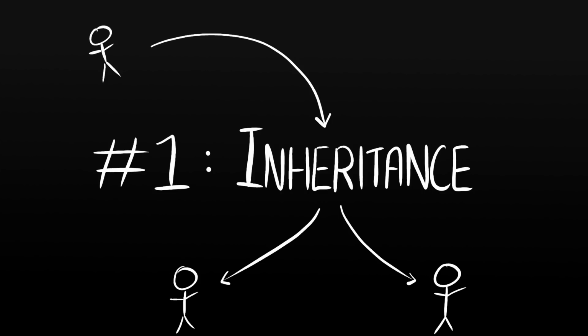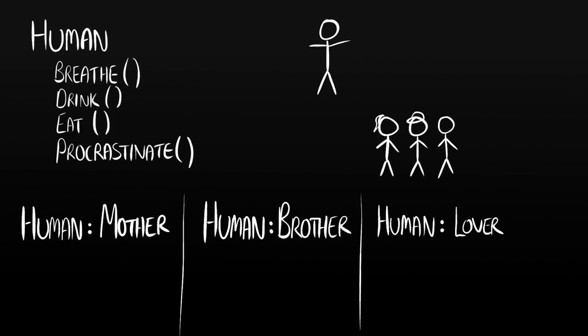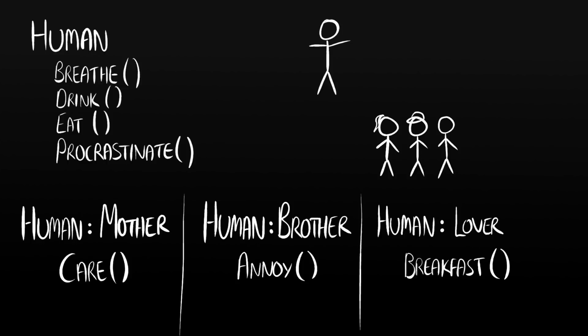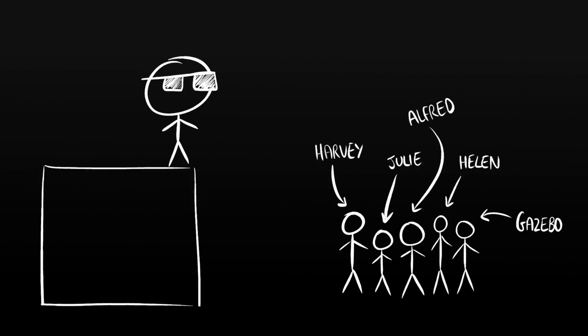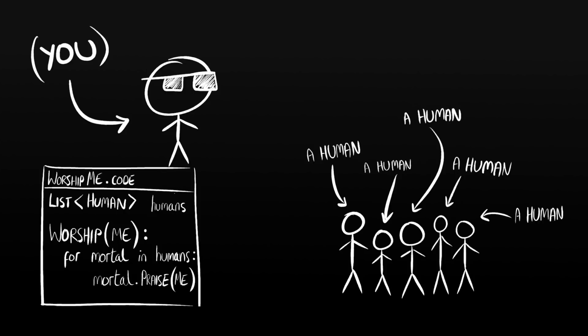Inheritance solves this. You write a human class which contains the things all humans can do, and create subclasses which contain only the specifics of caring, annoying, and lovely breakfast making, whilst inheriting the rest. Not only that, but when you start dealing with groups of humans, you can refer to them all as mere mortal beings before your majesty, rather than having to recognize each and every schmuck and their individuality.